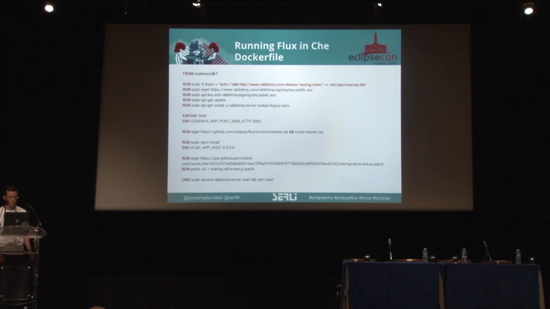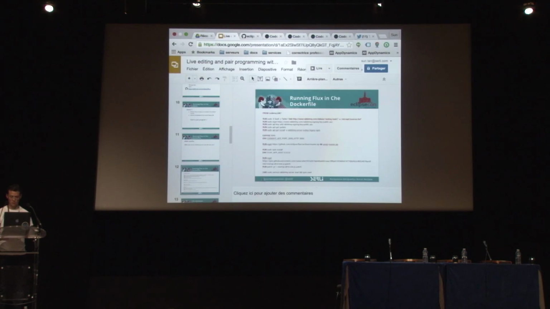As you can see, I'm installing with the Debian package manager RabbitMQ, Node.js, NPM. I'm exposing the Flux ports, so 3000. I did a patch to Eclipse Flux because I couldn't make it work, so the patch is here. I'm downloading the patch and applying the patch to the JavaScript. And then I start RabbitMQ and Flux.